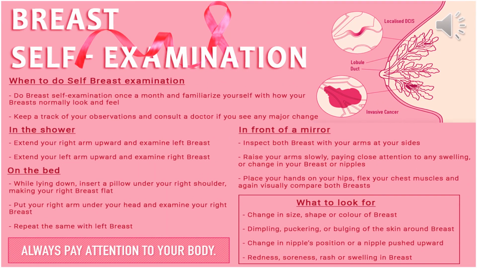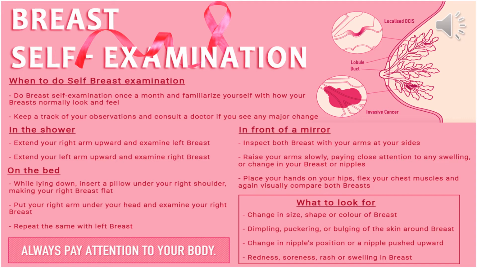Breast self-examination. When to do self-breast examination. Do breast self-examination once a month and familiarize yourself with how your breasts normally look and feel. Keep a track of your observations and consult a doctor if you see any major changes. The best time to do it is in the shower. Extend your right arm upward and examine your left breast. And then extend your left arm upward and examine your right breast.